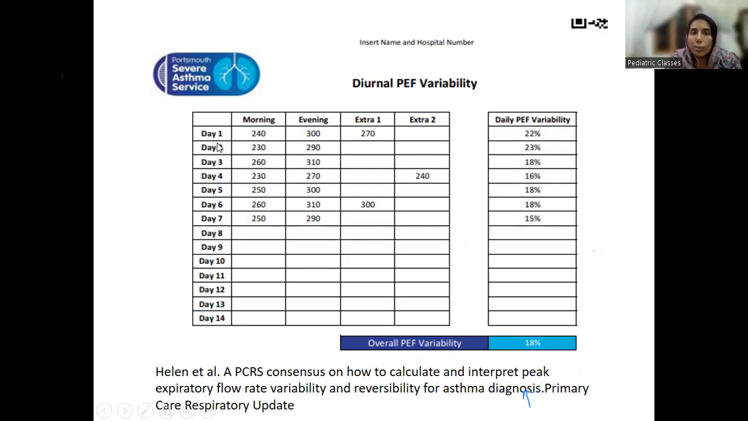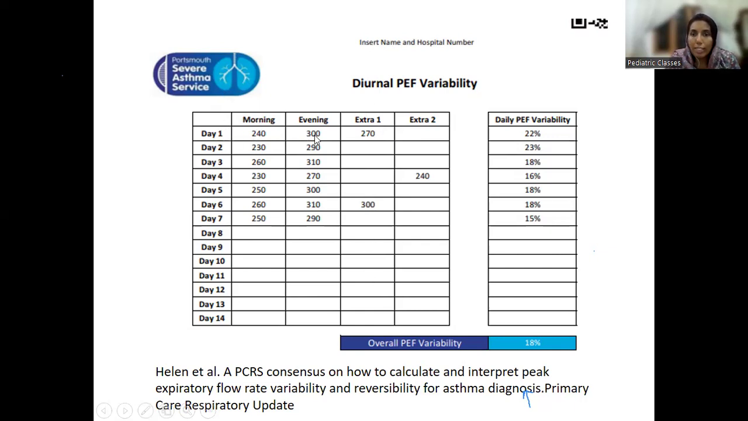This is what I always ask my patients to do. That is morning, evening. Extra generally they don't do, unless in the initial time when we want to get the personal best. I'll discuss about personal best subsequently. Okay. So first, at least these 2 columns should be there, morning and evening. You can put one extra in between when you are checking, if at all they are checking, just to know that thing.